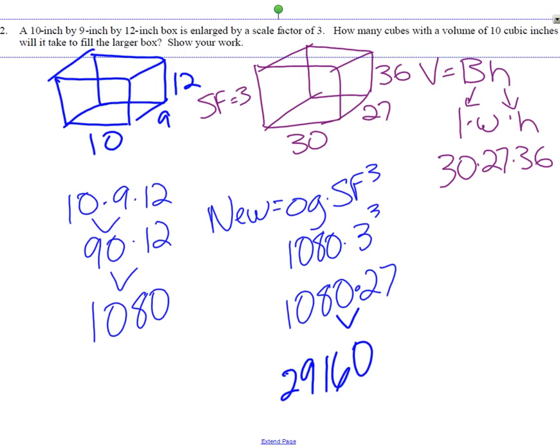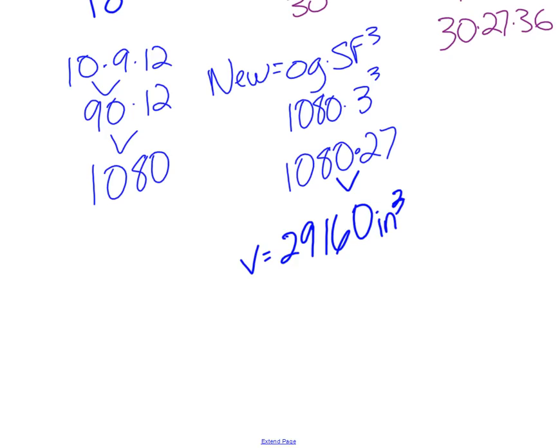That's not the answer to the question, though. That is the volume, but it wants to know how many of these cubes that are each 10 cubic inches will it take to fill that large box. So this is a total of that many cubic inches. To figure out how many of these little blocks we have, we need to divide by 10, which really is not that difficult. We just move the decimal over one. So it would take 2,916 tiny boxes.